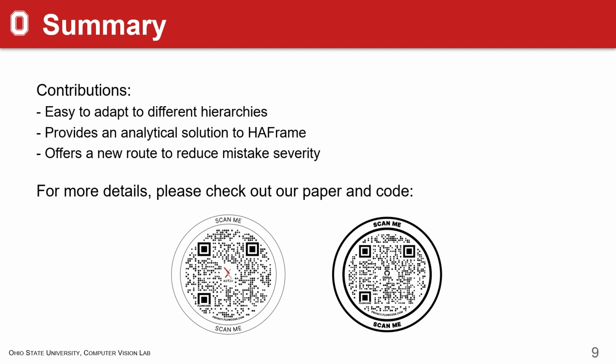In summary, it's easy to adapt our approach to different hierarchies. Our approach provides an analytical solution to HA frame and offers a new route to reduce mistake severity from the neural collapse point of view. For more details, please check out our paper and code.